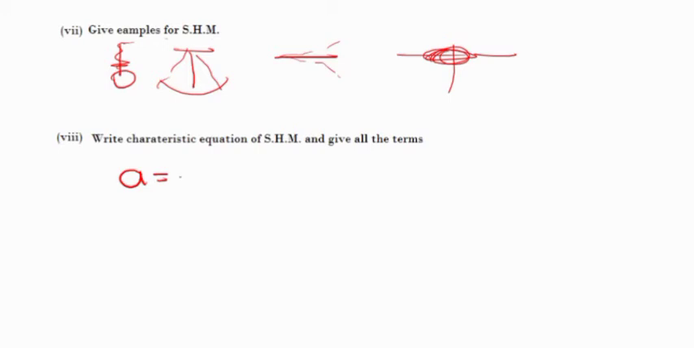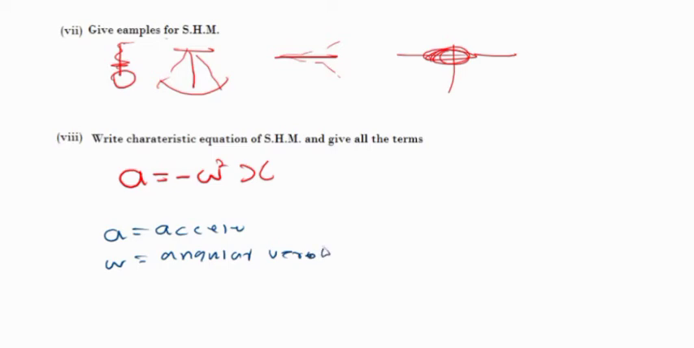A is equals to minus omega square x. So in this one, I'm going to explain what is this A. A is the acceleration, and omega is the angular velocity, and x is the displacement. So it is like this.